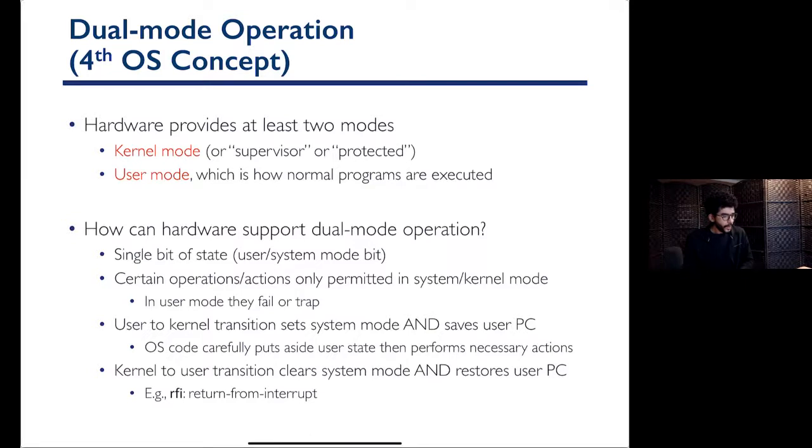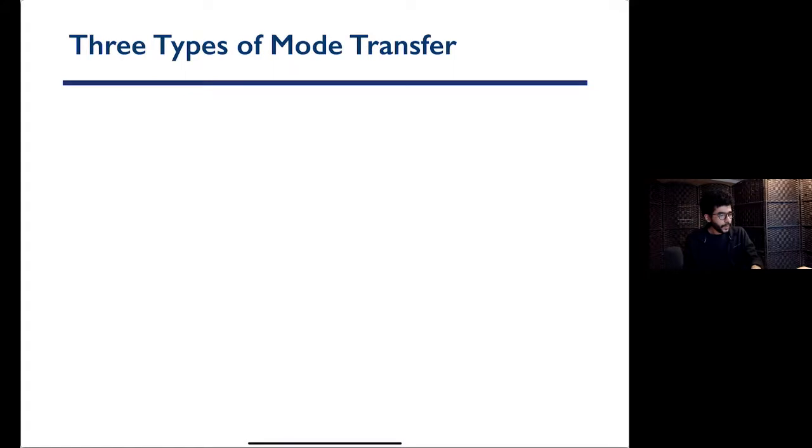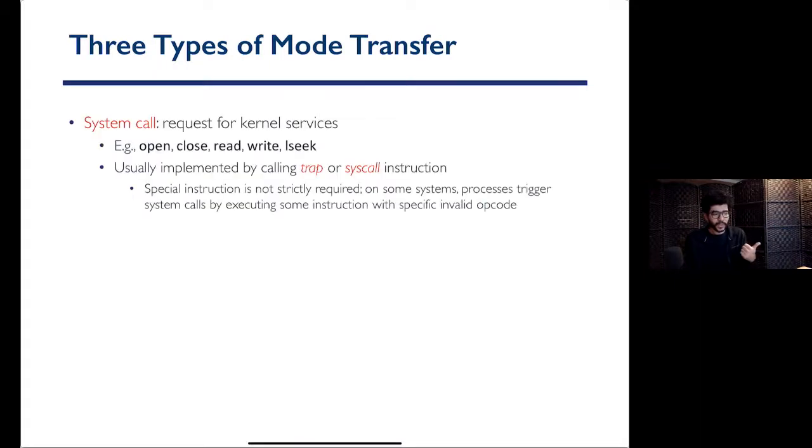Now, we're going to see what happens when you transition from kernel mode to user mode, and what happens when you transition from user mode to kernel mode. As I mentioned during the lectures, there are three ways that this transition is triggered, especially from user to kernel mode. So the first one is system calls, which I'm hoping to show you in the code in the lab.